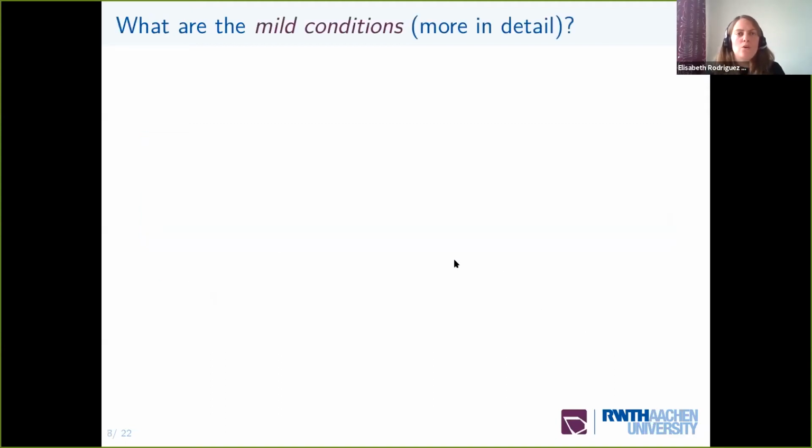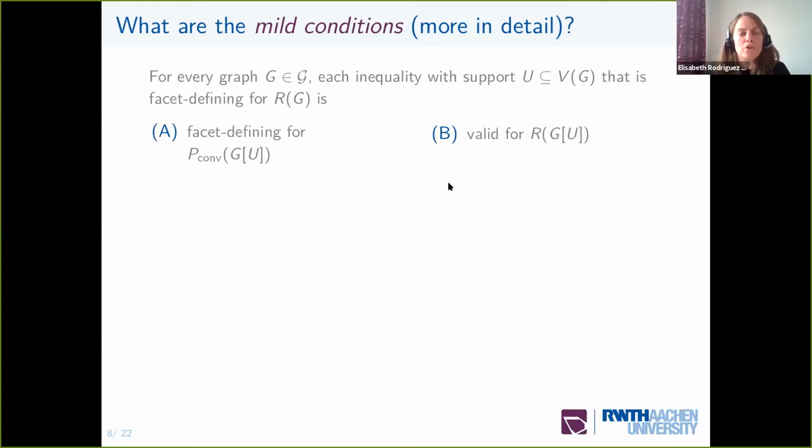Okay, so what are our mild conditions? I will briefly mention the first two. I will spend some more time on the third one. So the first two say that for every graph G, every facet defining inequality for the relaxation R of G with support U is derived from facets of the perfect formulation on the subgraph induced by U, and each such facet defining inequality for R of G is valid for induced subgraphs.